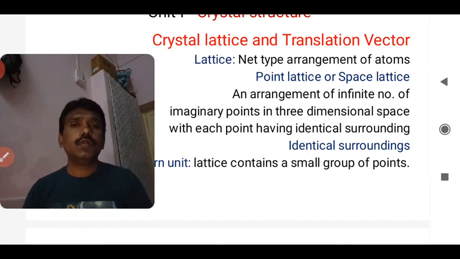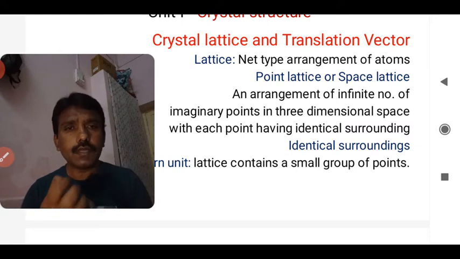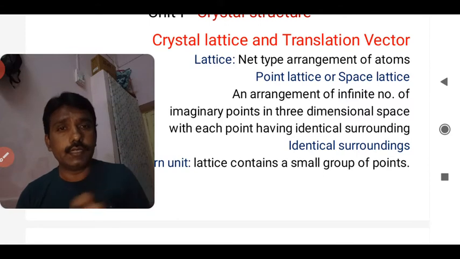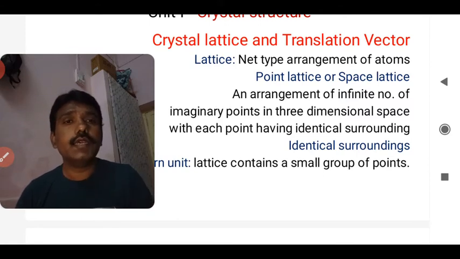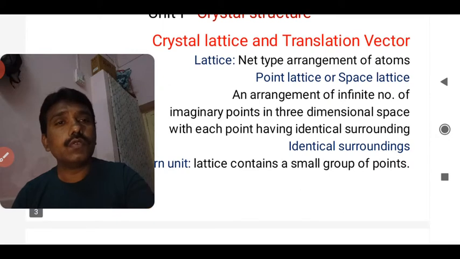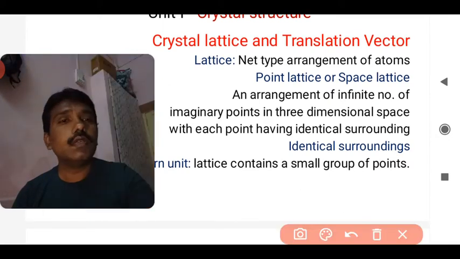A lattice is nothing but a simple net-type arrangement, in which the atoms are arranged. That is your lattice. The very important factor here is the point lattice, and as far as the space lattice is concerned.